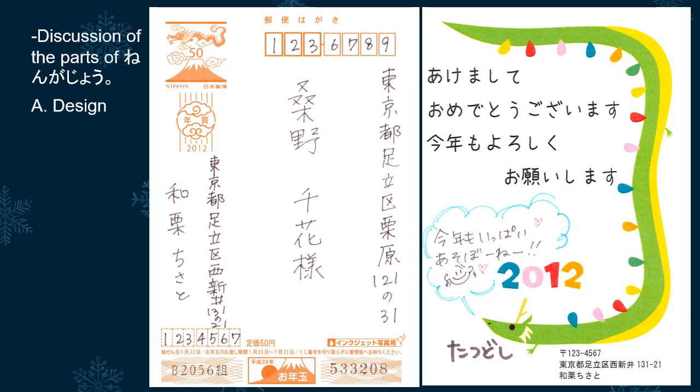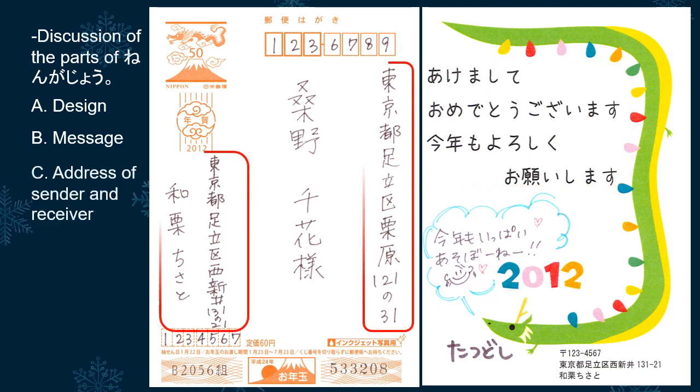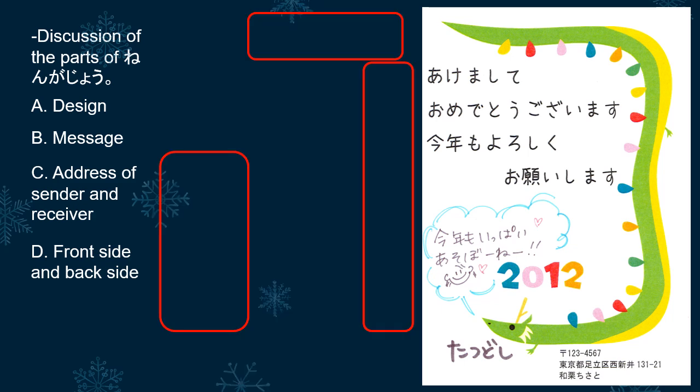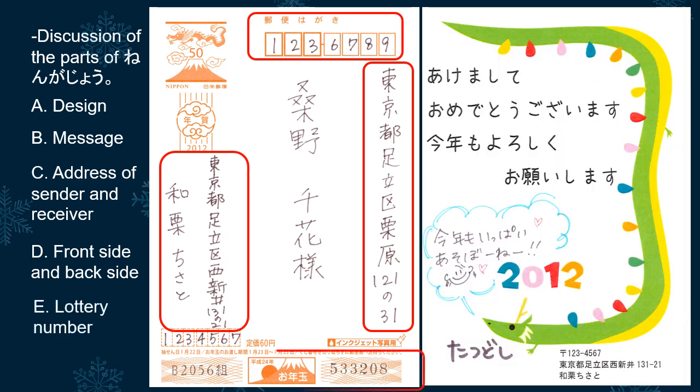starting with the design, message, address of sender and receiver, front side and back side of the Nenganjo, and lottery number. So there are information in our entry book. So please read the information that you can share with the students.